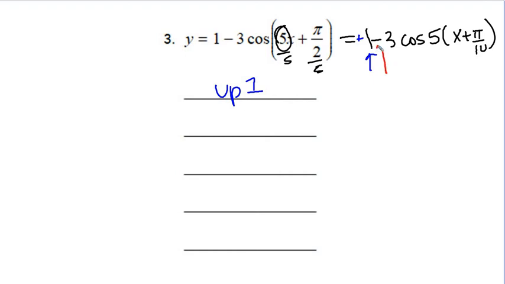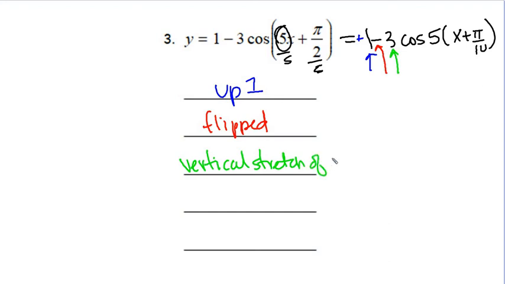The next thing that happens is the negative attached to the cosine. So if the 1 was negative, that would just mean down 1. But the negative in front of the cosine tells me that the graph is going to be flipped. The 3 tells me that I have a vertical stretch of 3. Now, if you're not sure, remember that the amplitude of the original graph is 1.